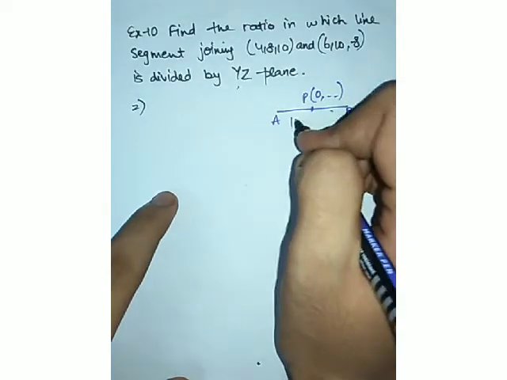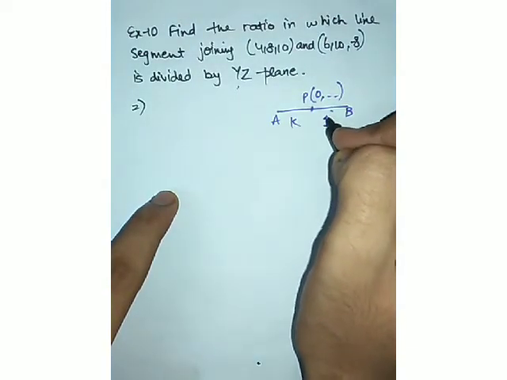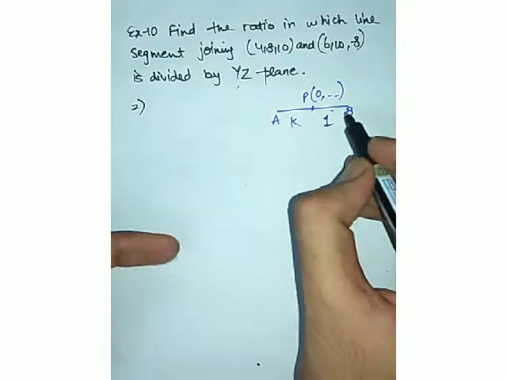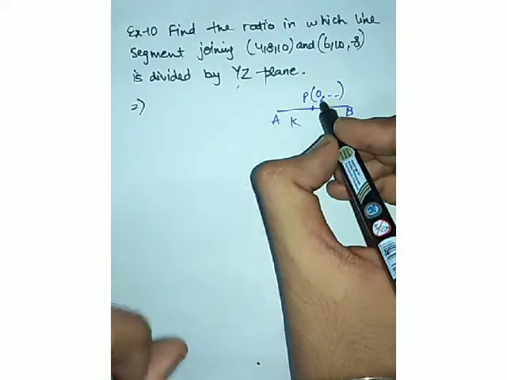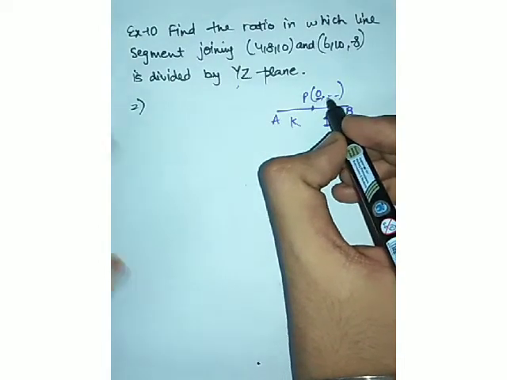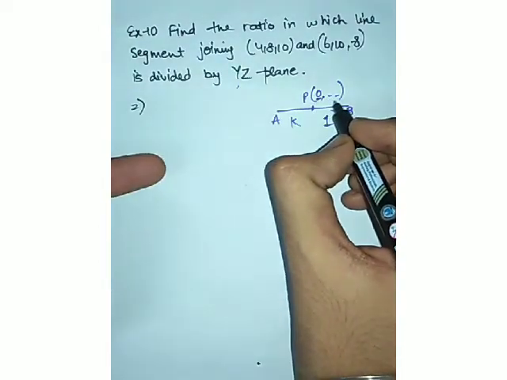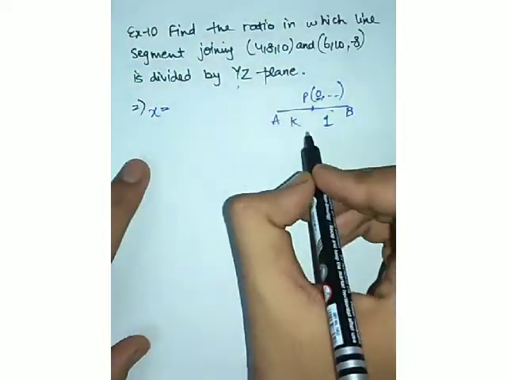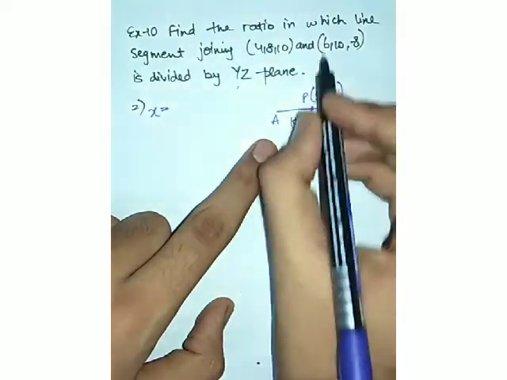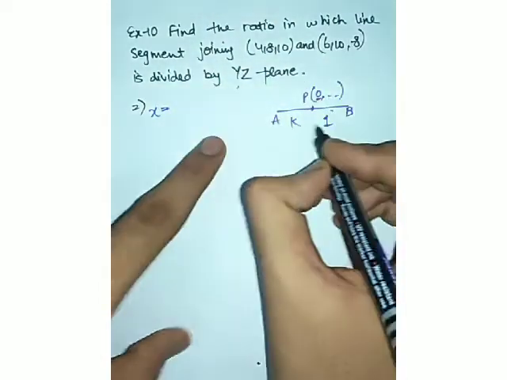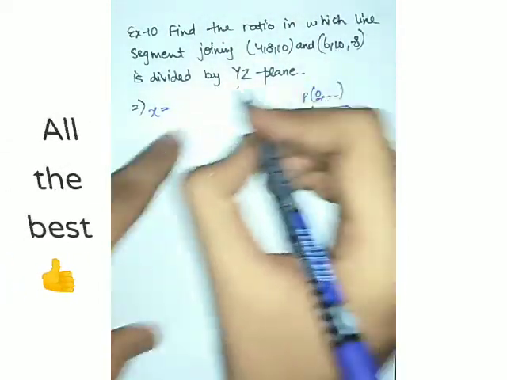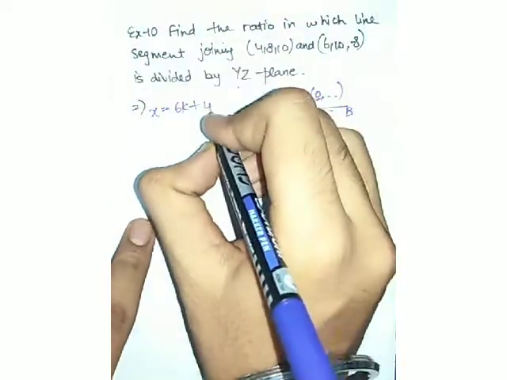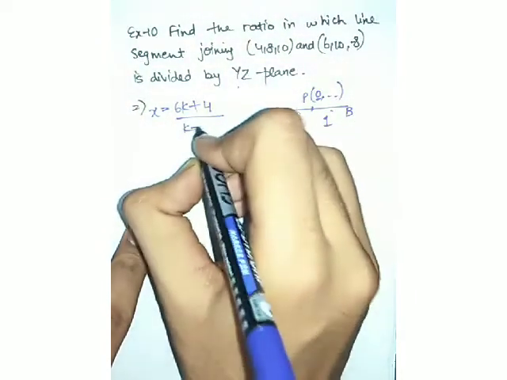And firstly we'll consider that the ratio is k ratio 1 as I have told you. So the ratio is k ratio 1 and firstly find the coordinates of point P. Then we will equate the x coordinate of P to 0 because it is being divided by the YZ plane. So firstly what will be the x coordinate? That is mx2 plus nx1, it means k times 6 plus 1 times 4. So (6k plus 4) upon (m plus n), that is k plus 1.